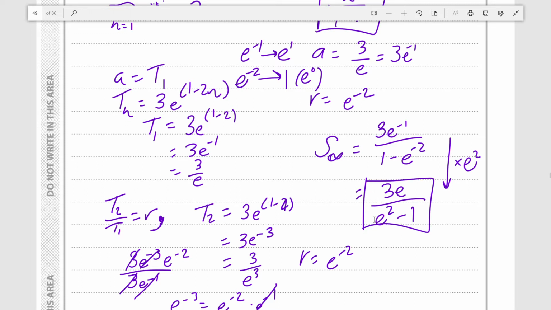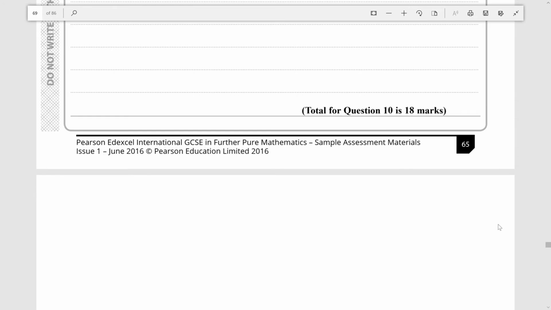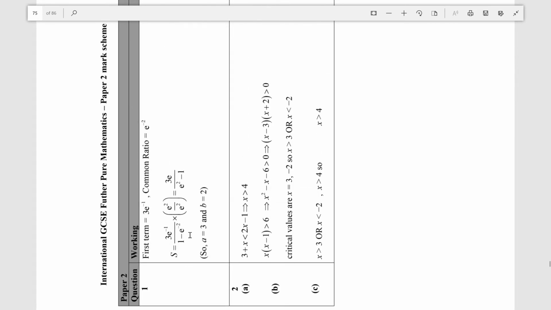Alright, let's go to the mark scheme and see if we are correct. This question was quite interesting and straightforward, so I hope you had not too much trouble following it. So, the first term is 3 times e to the minus 1. The common ratio is e to the minus 2. You have the sum to infinity is 3 e to the minus 1 over 1 minus e to the minus 2. And then we multiplied both sides by e squared to get 3e over e squared minus 1.